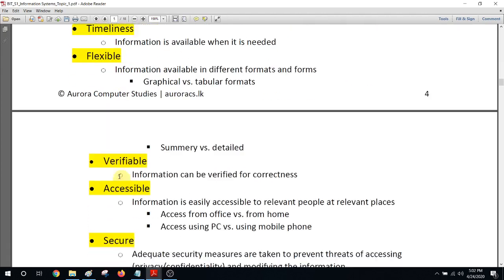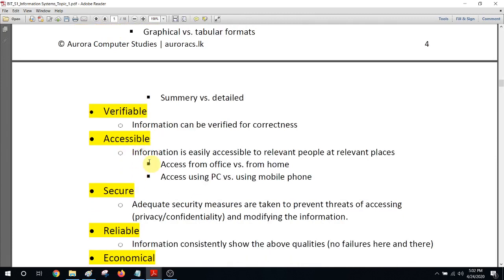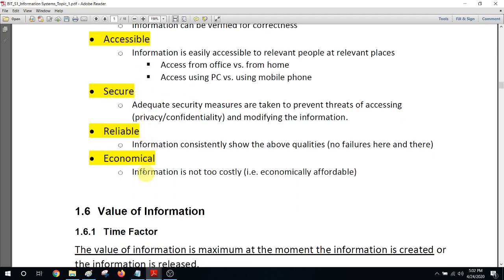Likewise, things like accessibility. We should be able to access information with a lot of ease. Now you can access your bank account balance by going to the bank, by going to the ATM machine, or just staying at home. That is the accessibility, right? So likewise you have to think about those things.